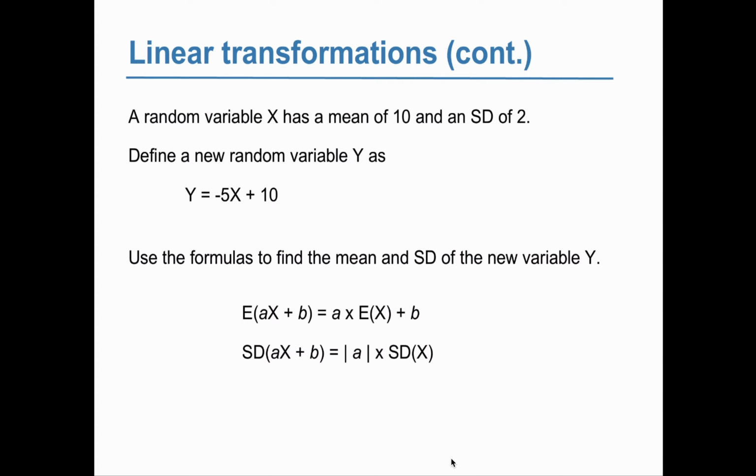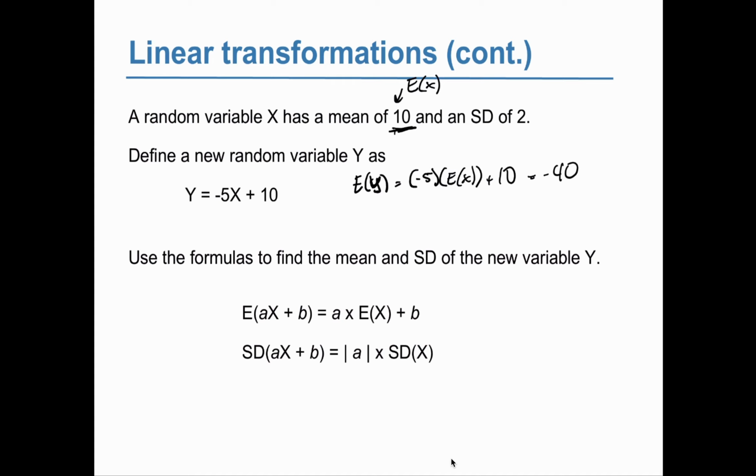So a random variable x has a mean of 10 and a standard deviation of 2. New random variable y is negative 5x plus 10. So our new E of y, we just multiply, that's going to be negative 5 times E of x plus 10. And this was E of x. So negative 50 plus 10, negative 40.